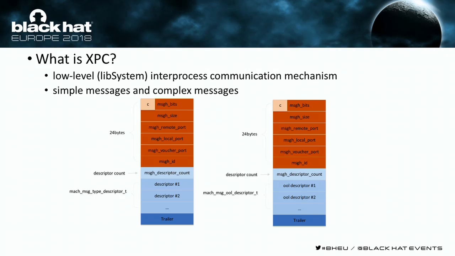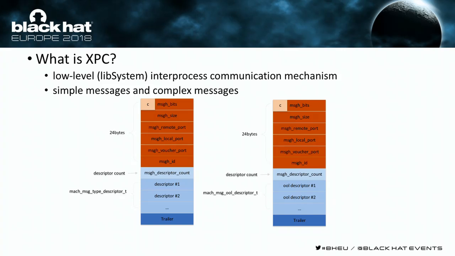XPC is one of the low-level inter-process communication mechanisms. The main security purpose is to separate the privilege for different components. As we all know, a common technique to break out of the sandbox is to obtain code execution in a higher privilege or unsandboxed daemon. And iOS and macOS provide so many of these kinds of system services in order to implement different functions for applications. So that is why we take the XPC mechanism as our fuzzing target.